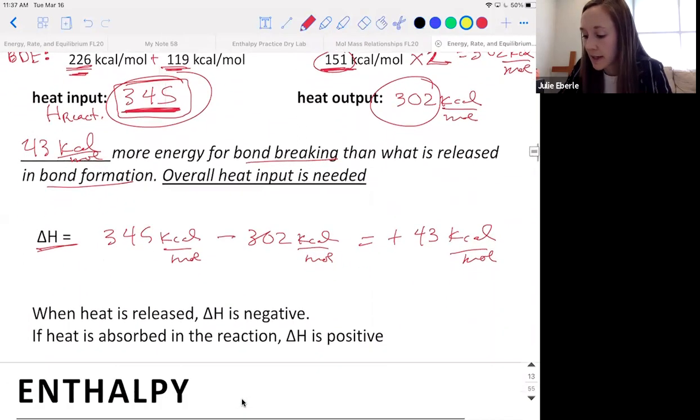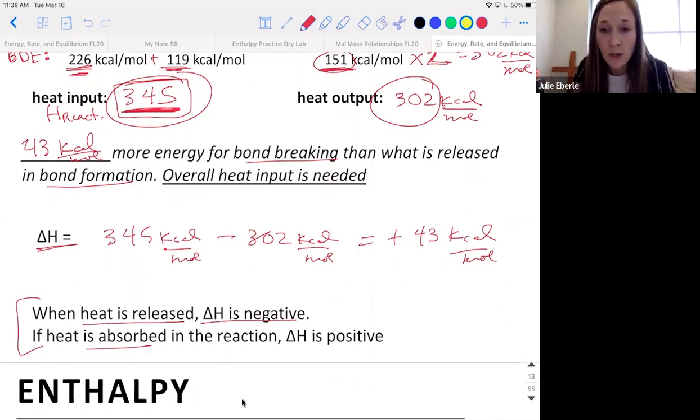So this again is kind of a summary of what we've learned so far. When heat is released, overall your delta H is negative. And then what we saw on this slide right here is that if heat is absorbed, when you do the subtraction between the enthalpy of the reactants and the products, your delta H is positive.